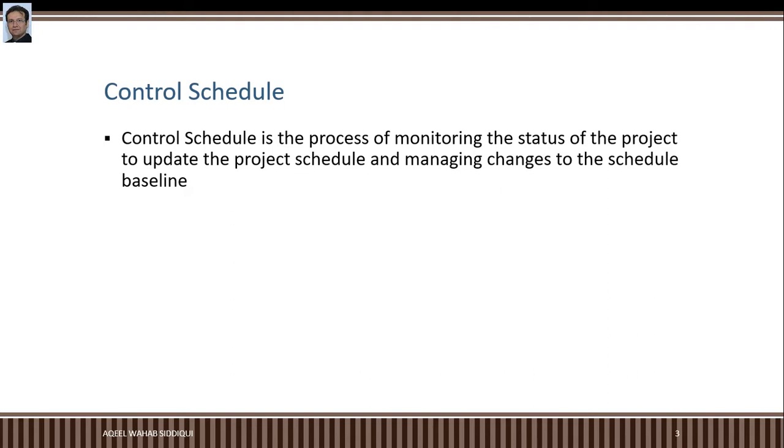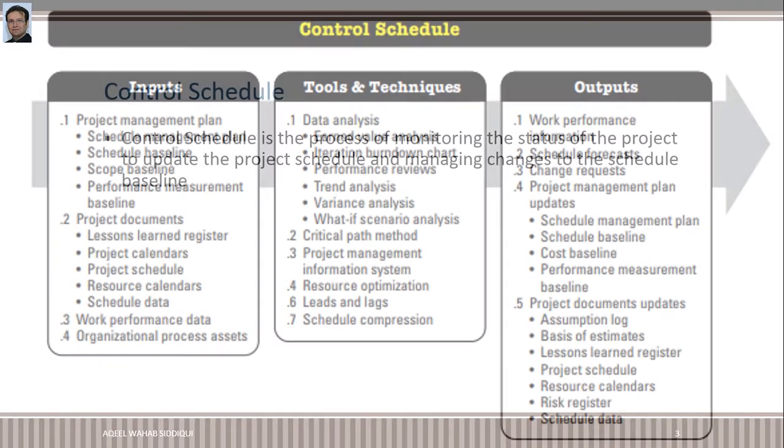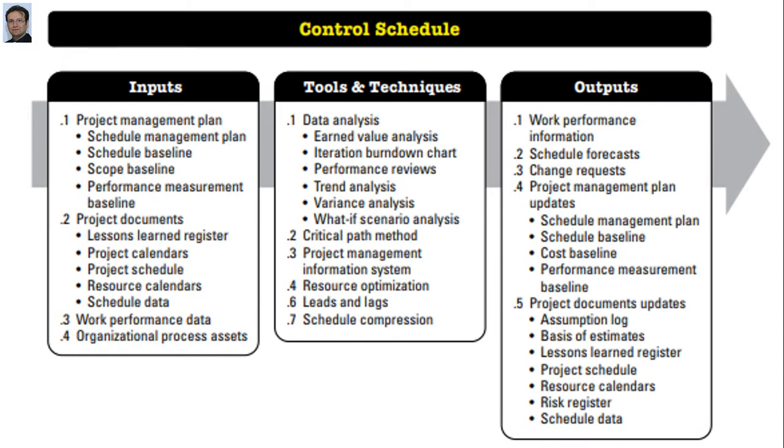The control schedule process is part of the monitoring and controlling process group, which is used for monitoring the status of the project activities, to update project progress and manage changes to the schedule baseline to stay on the original plan. So let's discuss the inputs, tools and techniques and outputs.